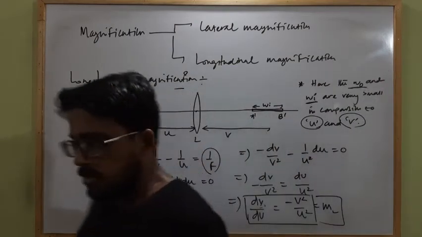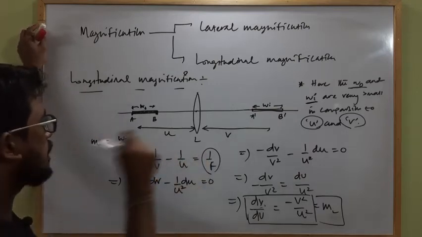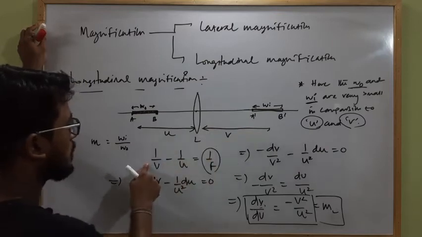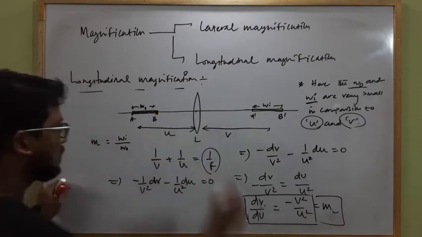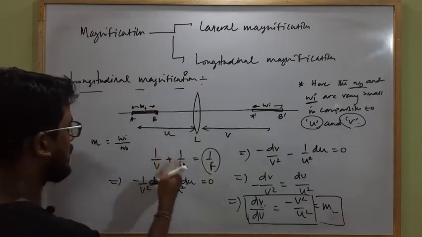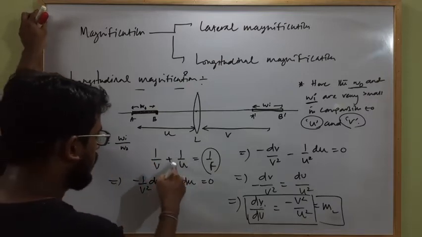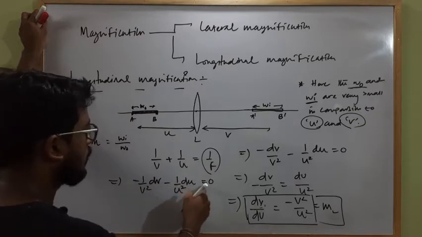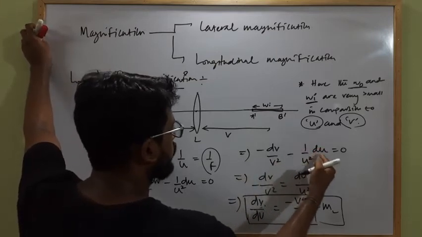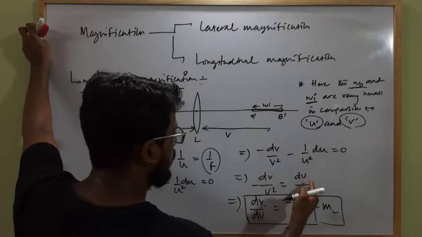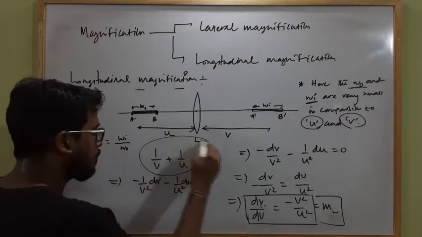Clear? So here we can write 1 by v minus 1 by u equal to 1 by f. So what is 1 by v? It is measured along plus, so it will be positive. What is 1 by u? It is measured along minus u, so it will again be plus. Clear? That's why when we are differentiating this, we will get minus 1 by v square dv, into plus, minus 1 by u square du equal to 0. So minus dv by v square equal to du by u square, which gives minus v square by u square. Clear? So how does this become plus?